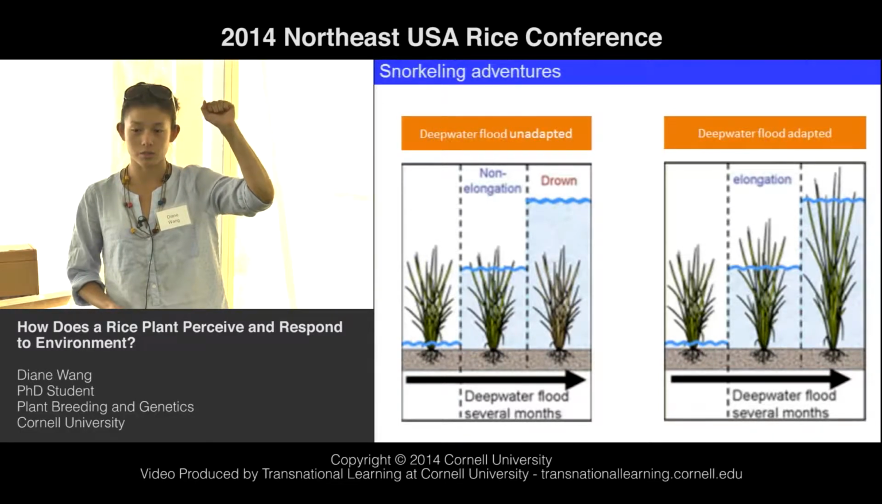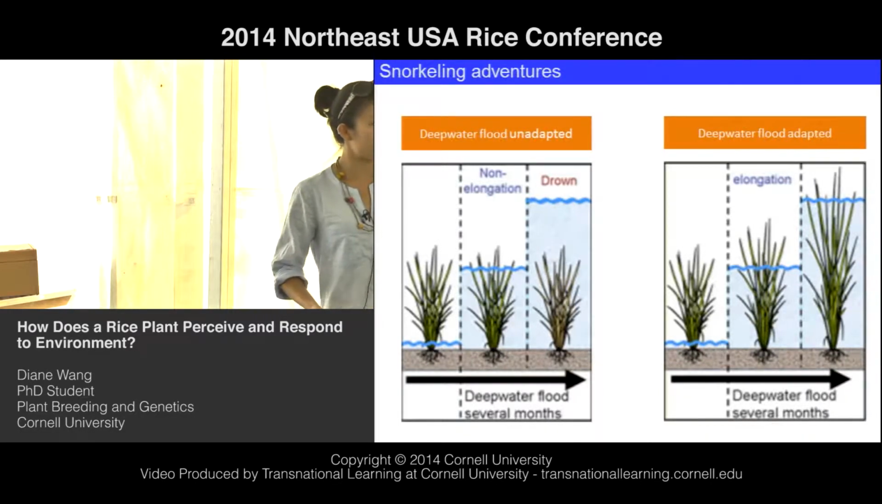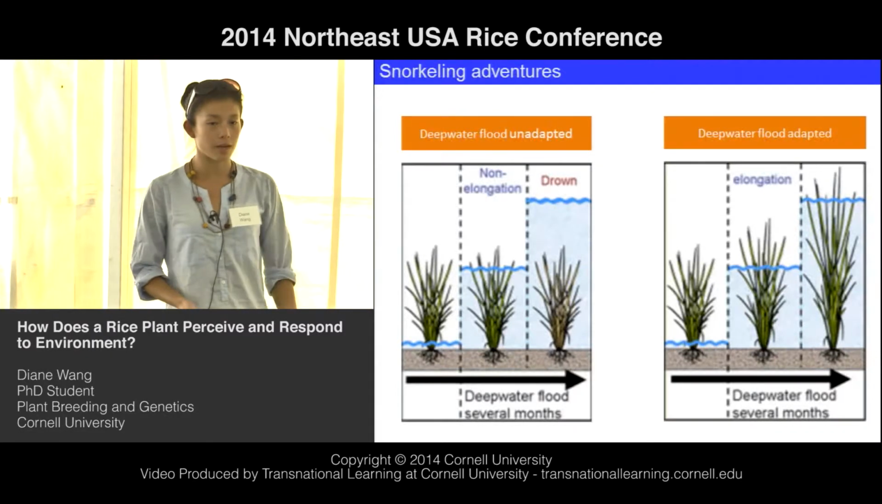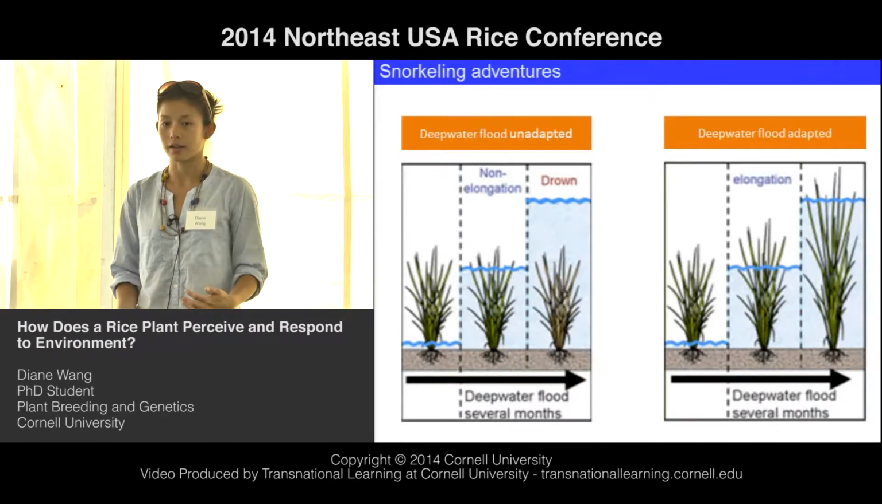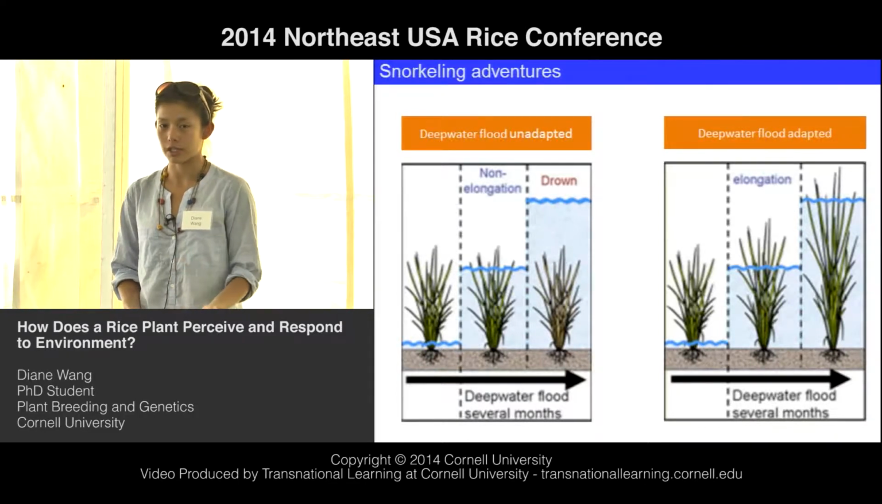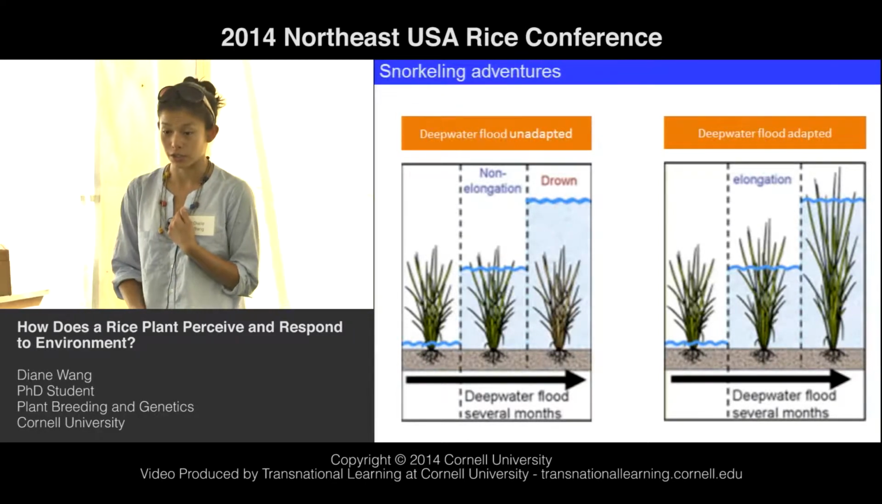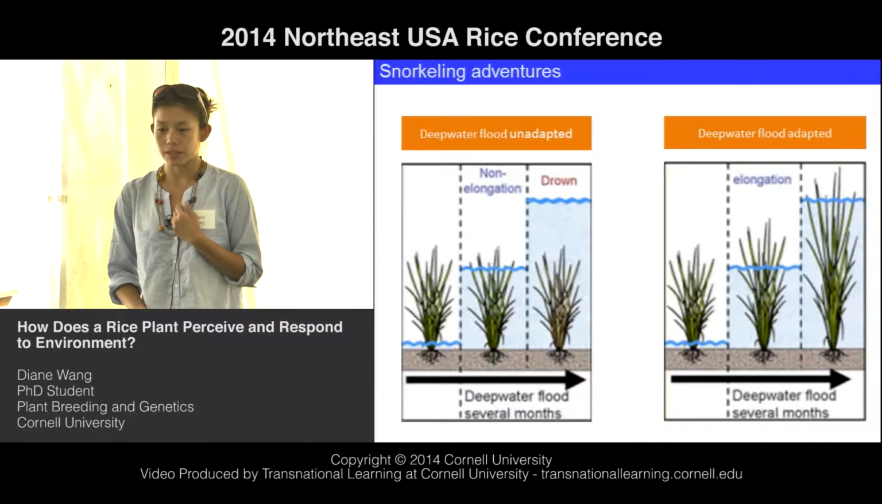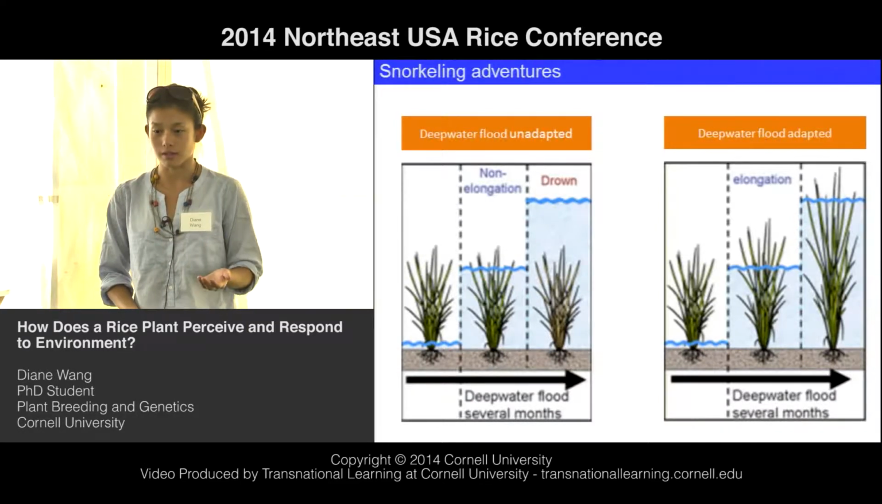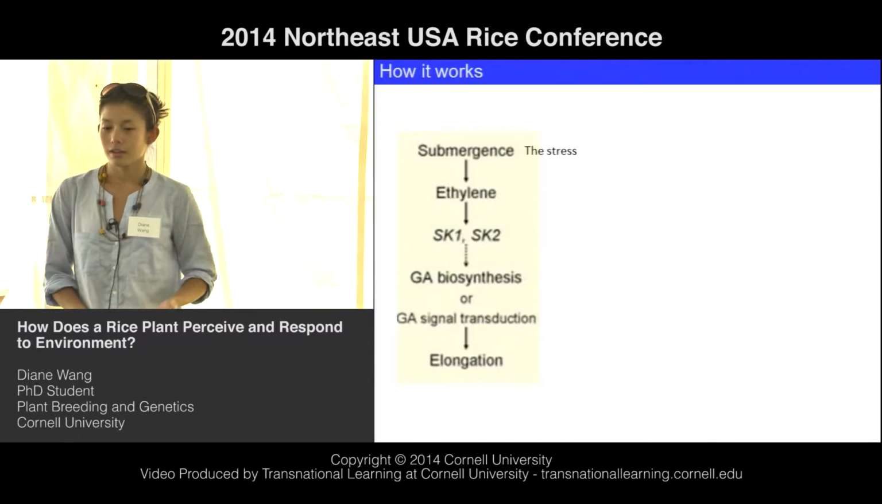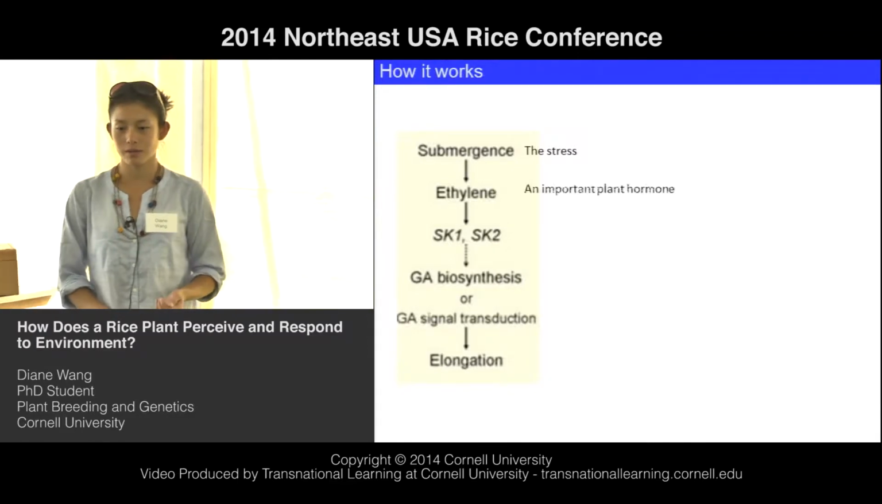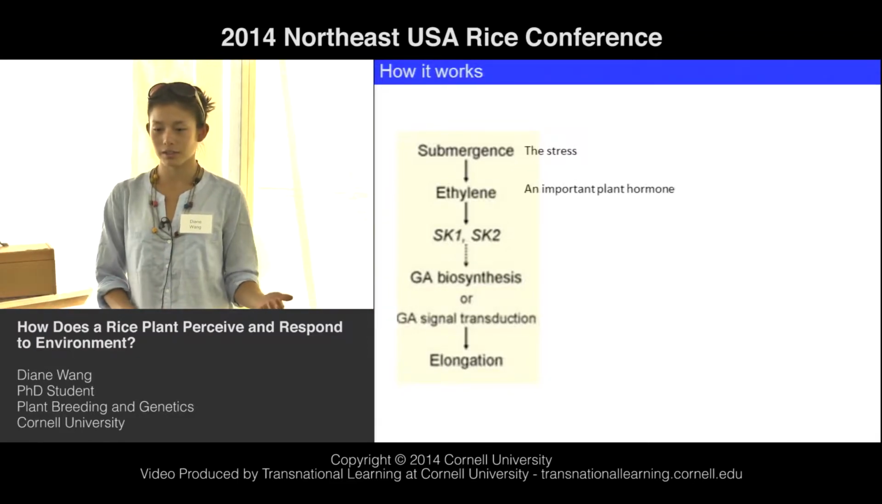they can access oxygen. Because what happens is, if you have a plant underwater for a long time, it basically drowns, because plants, even though they fix carbon dioxide, need oxygen for cellular respiration, just like we do. And this deep water, again, can last for several months. So it's pretty extreme. And this is the mechanism. You have, again, your stress, the submergence. Again, the same hormone is expressed. It's ethylene.